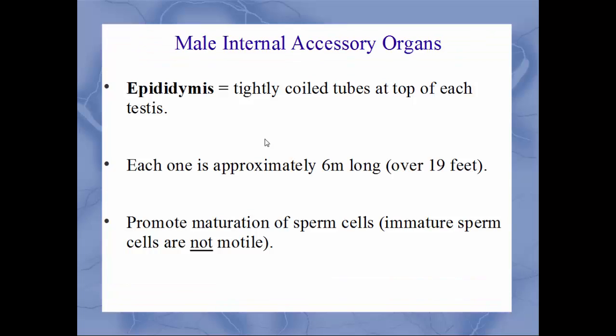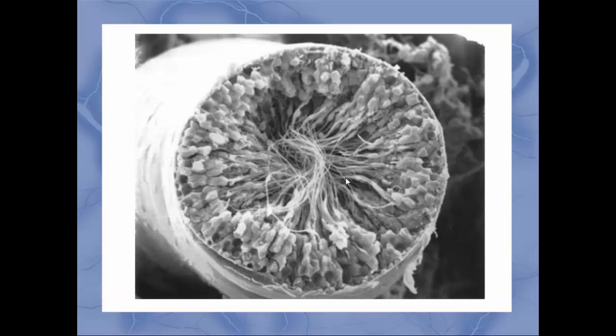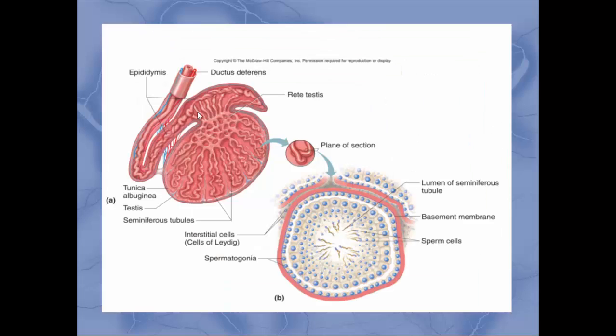Alright, the epididymis. This is a very tightly coiled tube that's found on the top of each testis. And this is where these sperm cells go to mature. Immature sperm cells are not motile. They aren't able to swim on their own, but only mature sperm cells can. And I mentioned how tightly coiled they are. Each one is about 6 meters long. That's over 19 feet. So 19 feet of coiled tube is found on the top of each testis. So when we go back to this image here, this is the epididymis. All that is about 19.5 feet on each side. That's where sperm have to go to mature.